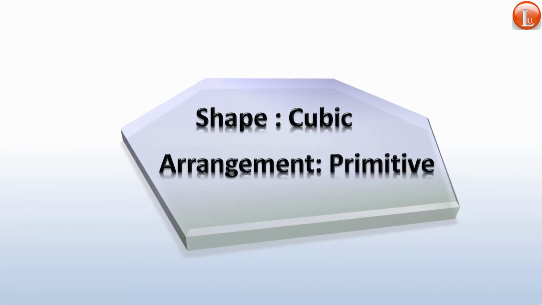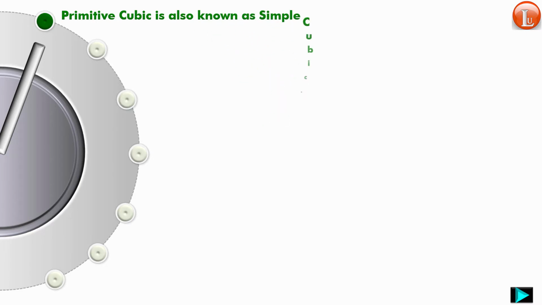So let's start. Cubic shape and arrangement is primitive. That was one of the unit cell arrangements that we talked about, primitive. So let's start with that. The primitive cubic unit cell is also known as simple cubic unit cell. So you can either call it primitive cubic or you can call it simple cubic. Now let's have a look at what a primitive cubic unit cell is defined as.